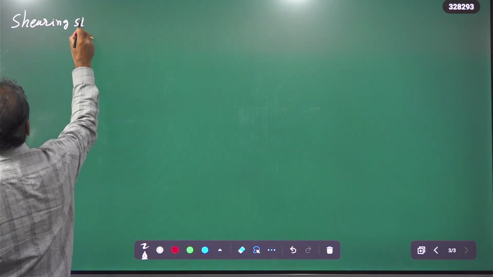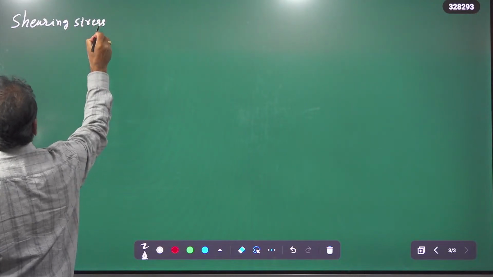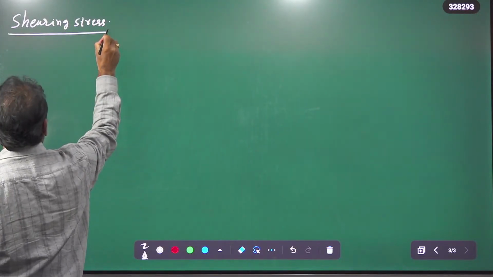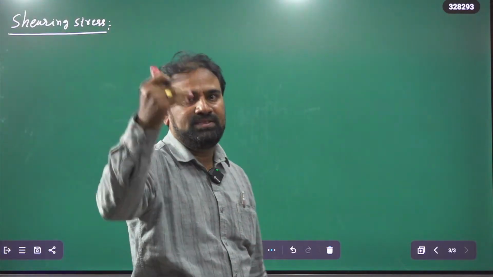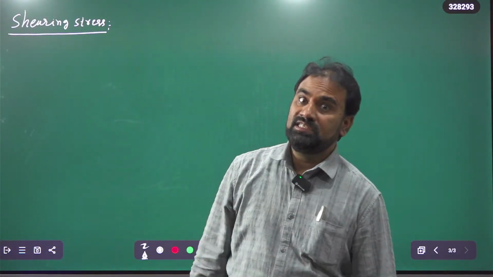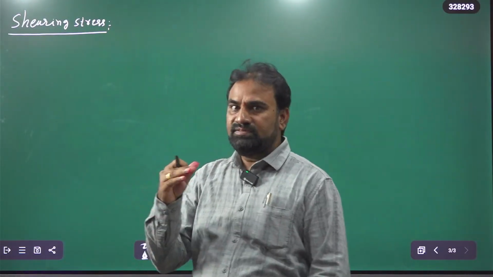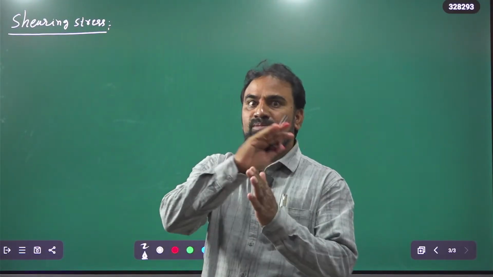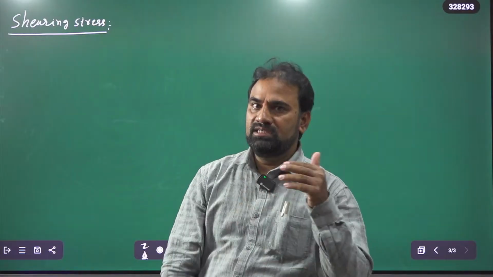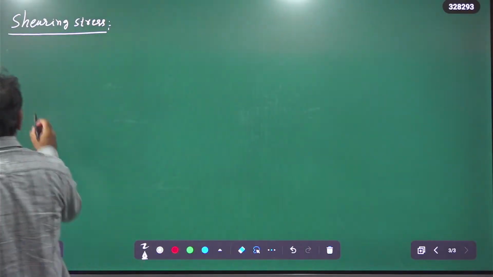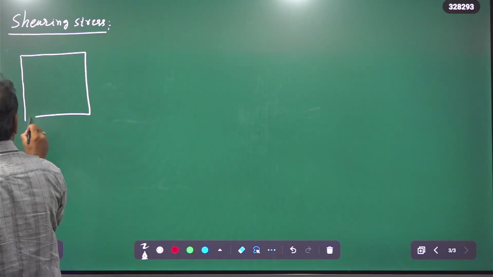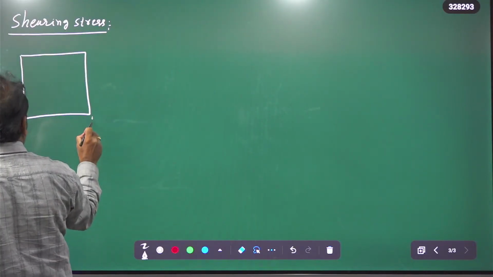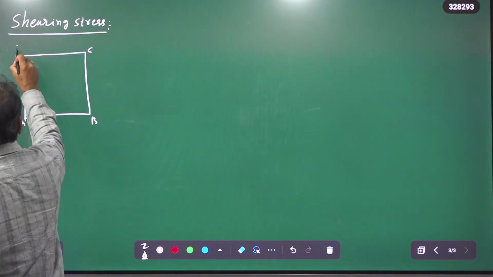Shearing stress. What is the shearing stress? The stress which changes the shape of the object is called a shearing stress. Suppose consider an object. This is an object. The object will be like this: A, B, C, and D.